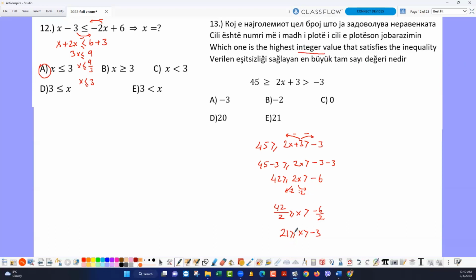Since it is written greater than or equal to, the greatest value is 21, then 20, 19, 18, and it continues like that until minus 3. And since it is greater than, minus 3 is not included. The integer values end at minus 2. And which one is the greatest? That's 21. So the answer is going to be 21, E.